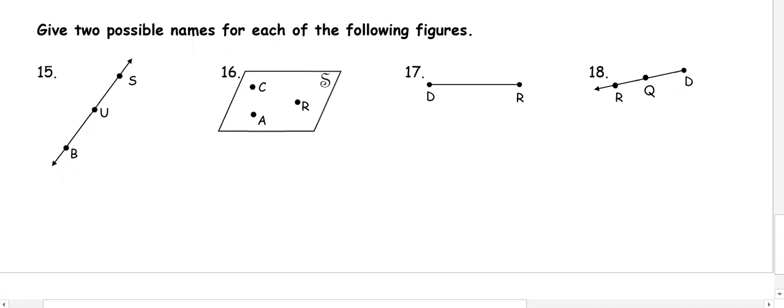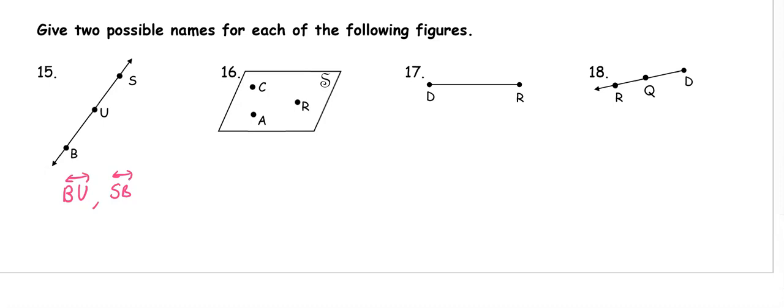In 15 through 18, we want to name the figures correctly. So in number 15, this is a line. With a line, you can use 2 letters. So we could have BU is one line with the arrows. We could also have SB. There's multiple other choices that you could have as long as you have two letters in any order, it doesn't matter.